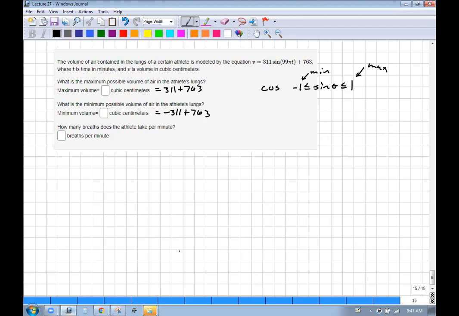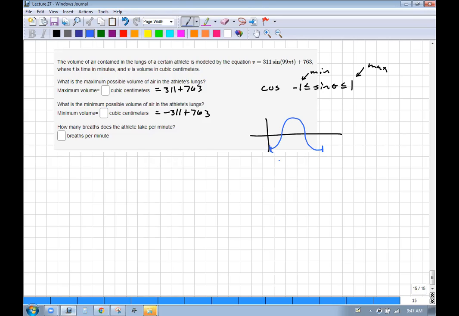How many breaths does the athlete take per minute? Okay. Well, let's think about this. You'd have to go from, let's see, if we plug in 0 here, that's going to put us, all right, let's see. If we start off at a minimum, sine, yeah, something like that. So we go from a minimum to a minimum.